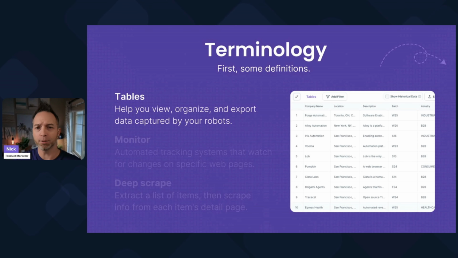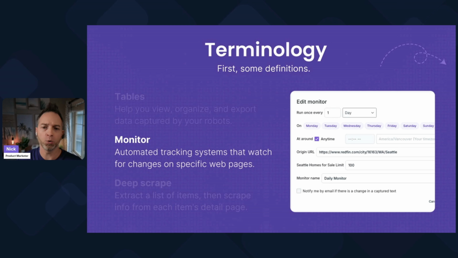Tables. Tables is inside of Browse AI. So you can view your data without having to export it or integrate with other apps. You can view it, organize it, export your data captured by your robots. So you can see your list items and you can see also just the text that you've captured, the static text you've captured. And I'll show you that in a little bit in the live demo.